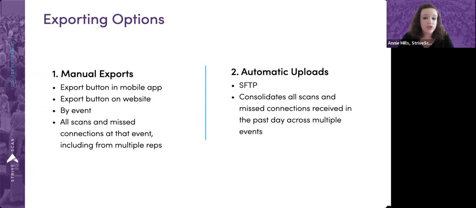So now you and your institution have two options for exporting. You can manually export by pressing that export button in the mobile app or website. And you also have the option to turn on automatic uploads. And again, if you do turn on automatic uploads, you don't lose the ability to access your data immediately after an event. Manual exports are still available if there's any need to get to that data right away before it gets uploaded, or if you need to go back to a particular event and find data.